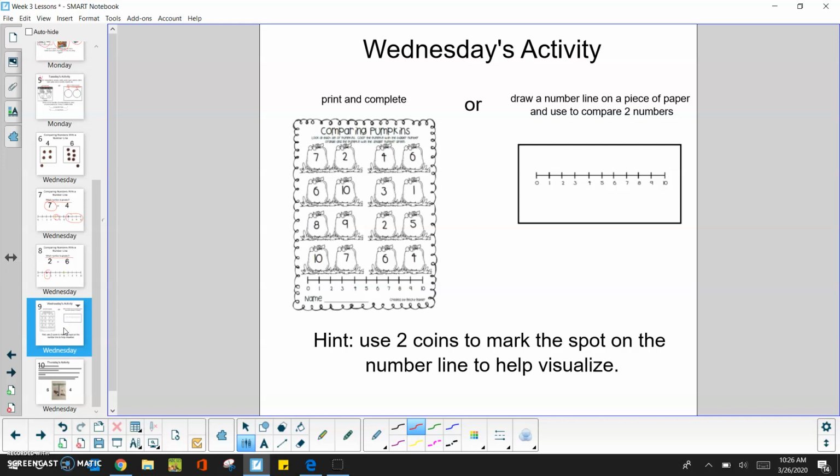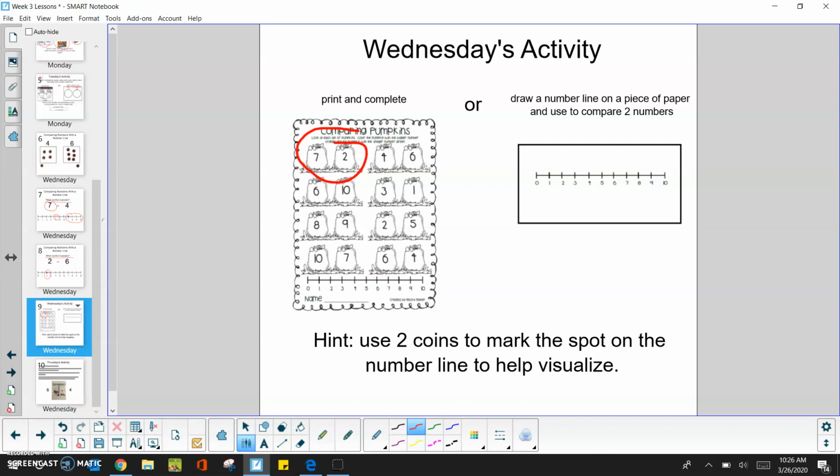So for today's activity, you have 2 options. We have a really fun little activity with pumpkins. You'll see our number line at the very bottom, and it gives you 2 numbers. So this first one, it gives you 7 and 2, and you're supposed to compare and decide which one is greater or which one is less. It says look at each of the sets of pumpkins and color the pumpkin that is the bigger number. We know that's the word greater, orange, and we want to color the smaller pumpkin, the one that is less, green. So you can do it that way, or you could very easily just draw your own number line on a piece of paper and use it to compare those 2 numbers.